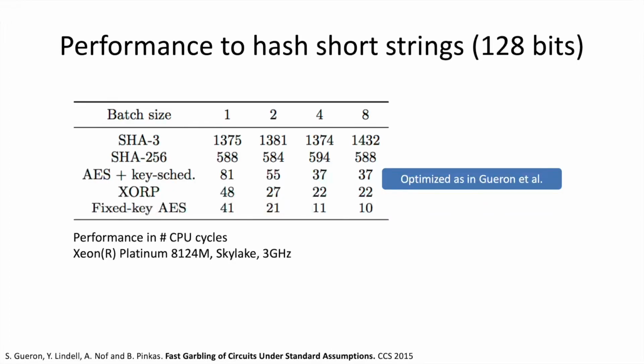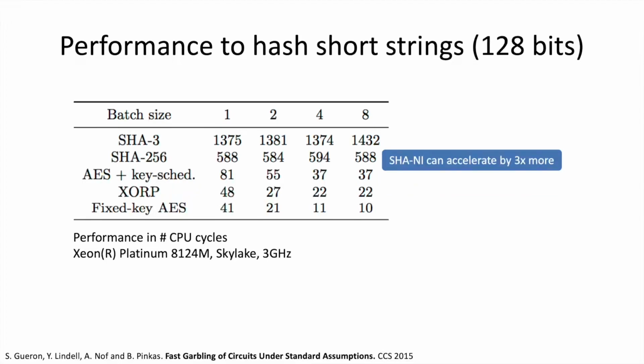AES plus key scheduling is something even slower. Even after the optimization that has been proposed before to accelerate it using AES-NI, it still requires 4 times the cost of fixed-key AES. Once we go to the land of SHA, it becomes much worse.